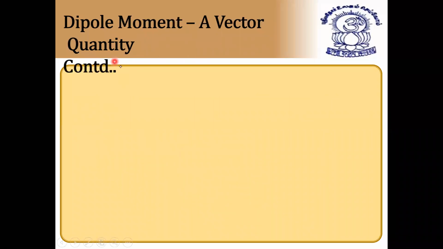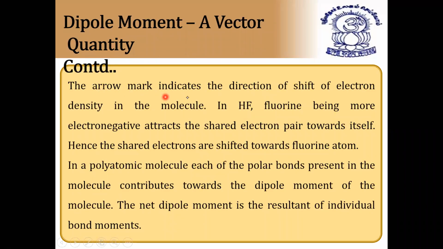So, dipole moment, a vector quantity, continued. The arrow mark indicates, as I told you, the direction of shift of electron density in the molecule. In HF, fluorine, being more electronegative, attracts the shared pair of electrons towards itself. Hence, the shared electrons are shifted towards the fluorine atom.